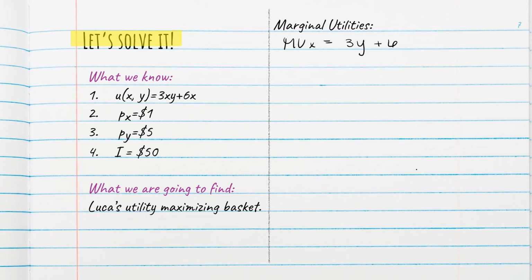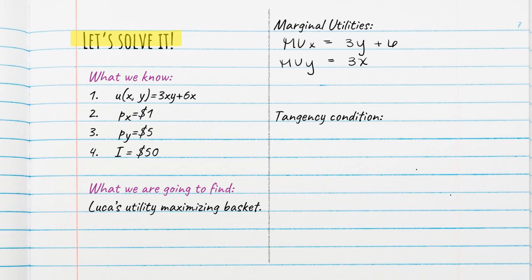To find the marginal utility of y, we're going to take the partial derivative of the utility function with respect to y. Y only appears in the first term, so the second term will drop out when we take this derivative. And the partial of 3xy with respect to y is 3x. With those two marginal utilities, we can now set up our tangency condition.